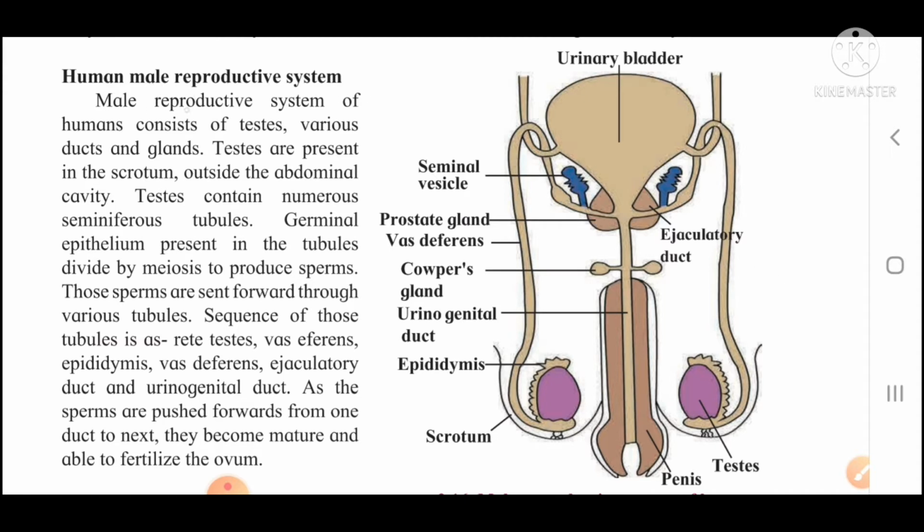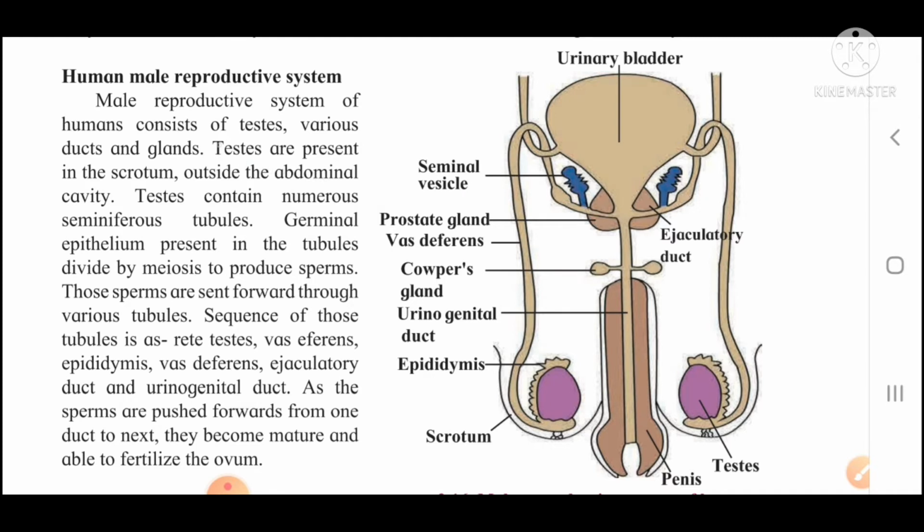The male reproductive system of the human consists of testes, which are very important. You can see here, these are the testes, various ducts and glands. Ducts means you can see this pipe-like structure, the urinogenital duct. Testes are present in the scrotum. It is a bag-like structure, where it is written scrotum, in which the testes are present.